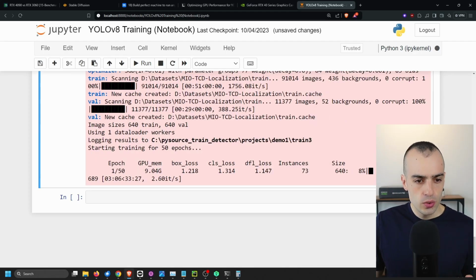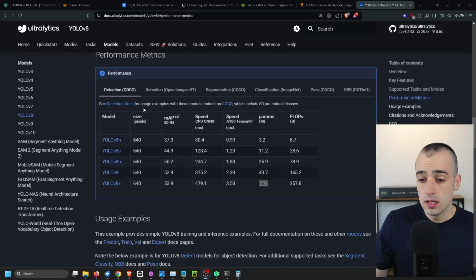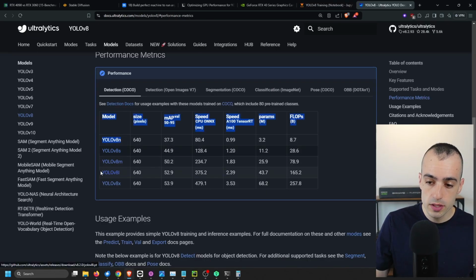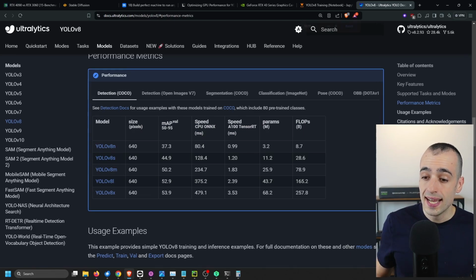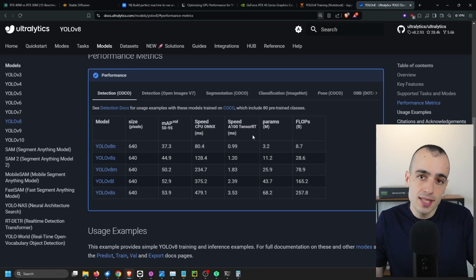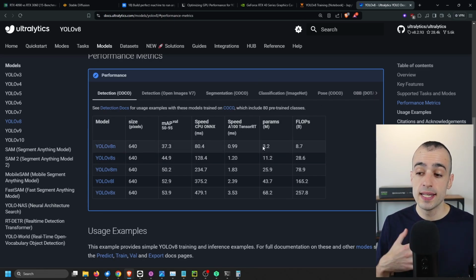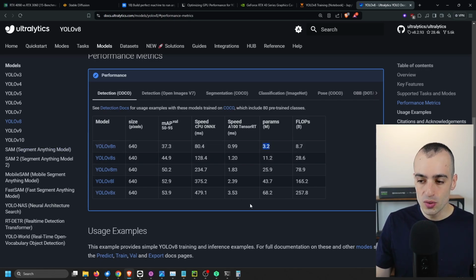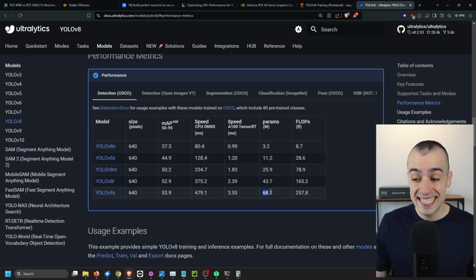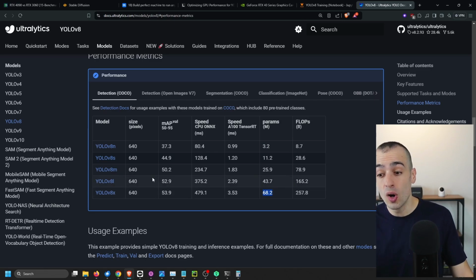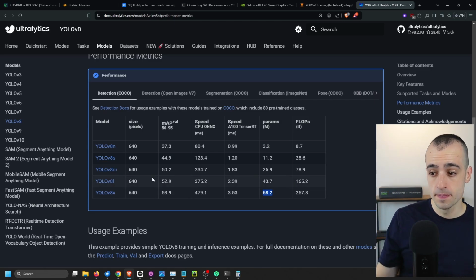There is one thing that's important to know. There are different YOLO models. You can see YOLO V8 Nano, small, medium, large, extra large, and the difference is the accuracy and the speed. The faster ones are smaller in accuracy because it's a smaller model. We can understand the size of the model based on the parameters they have. The smallest one is 3.2 million, where the biggest one is 68.2 million, so almost 20 times bigger in size.